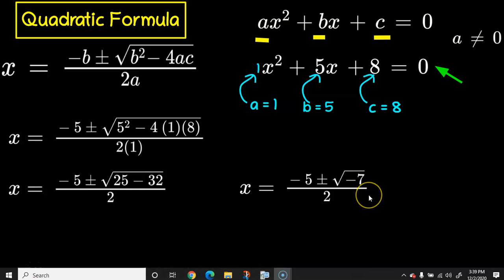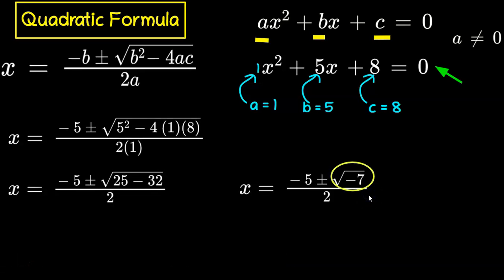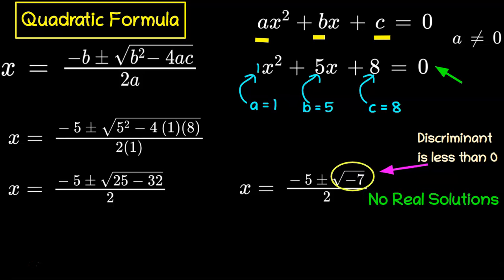Now, the square root of negative 7 creates a problem because we can't take the square root of a negative number. Also, this value is what we call the discriminant. If the discriminant is less than 0, then we can say that our quadratic equation has no real solutions. In the next few days, we'll learn about complex solutions.